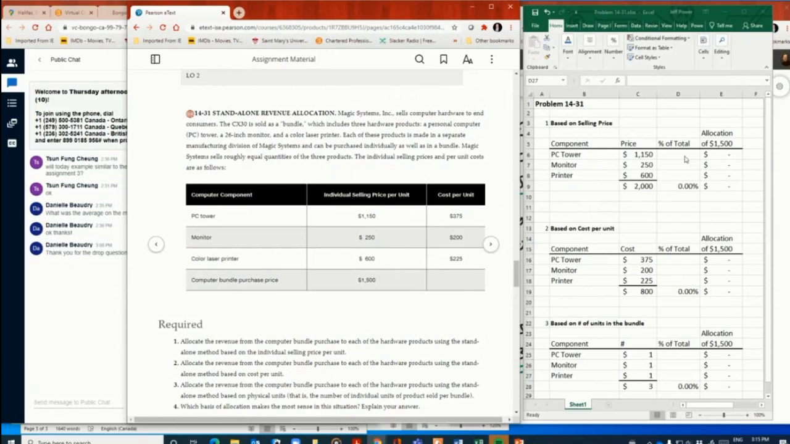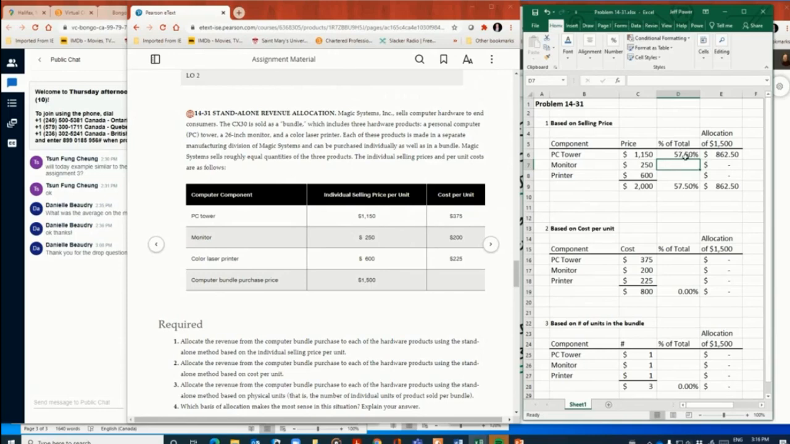Instead, let's figure out what the percentage would be. So this would be equal to 1150 divided by 2,000, right? In other words, 1150 is 57.5% of the 2,000. So if people paid full suggested retail price, they would pay 2,000, of which 1150 would go to the PC division. So that's 57.5% of the total.